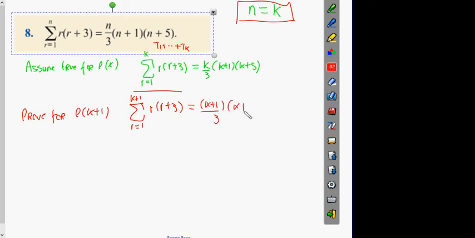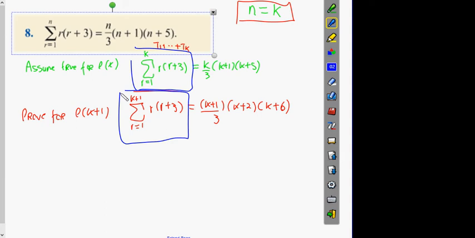K plus 2 over and K plus 6. Everybody know where I got that from? Just replacing K's with K plus 1s. Now, can anybody tell me what is the difference between this one here and this one here? K plus 1. There's an extra term, and that extra term is called T of K plus 1. Okay? T of K plus 1.